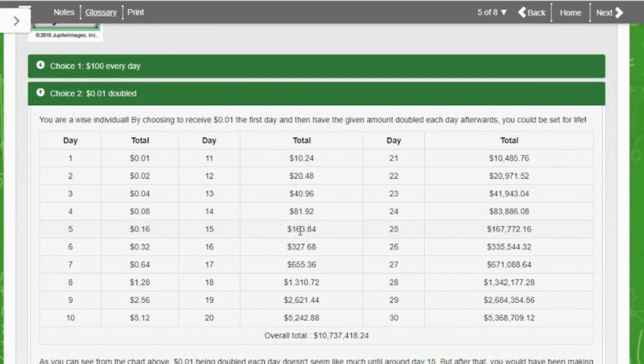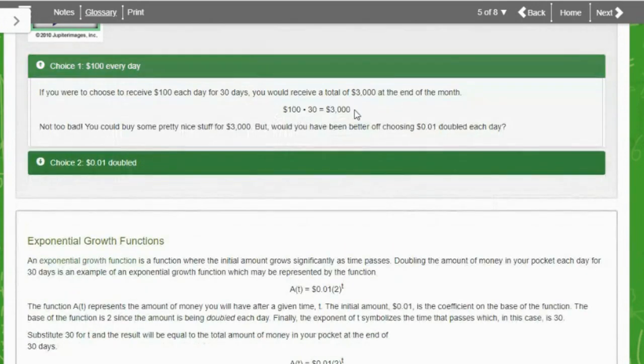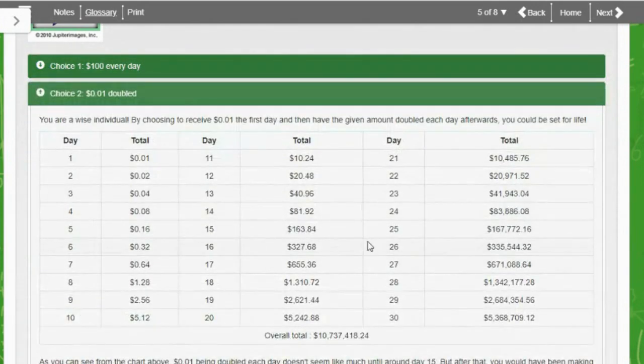But then when that starts doubling, 163, 327, 655, $1,300, $2,600, over $5,000, $10,000, $20,000, all the way up until the last day. So the total, if you added all 30 days together, is actually 10 million bucks that you made for the whole month. 10 million. That's exponential growth, guys. Exponential. This is just adding. This is just arithmetic. This is exponents.